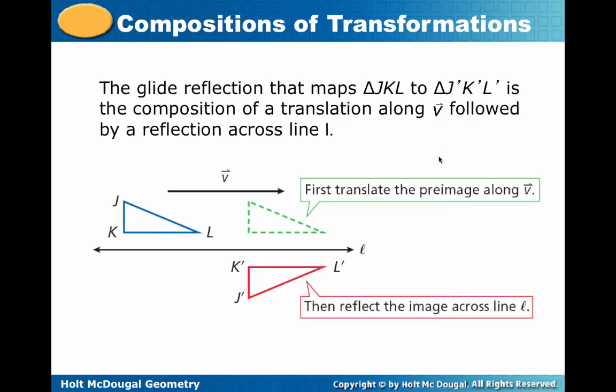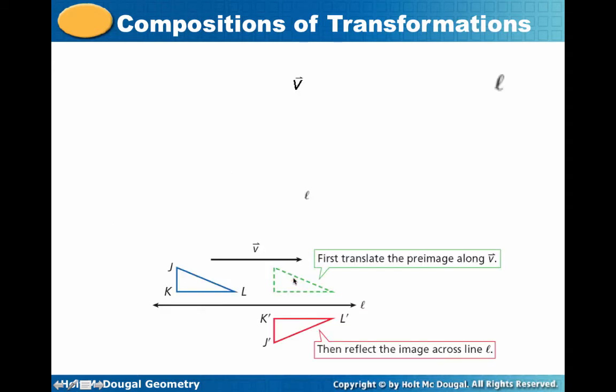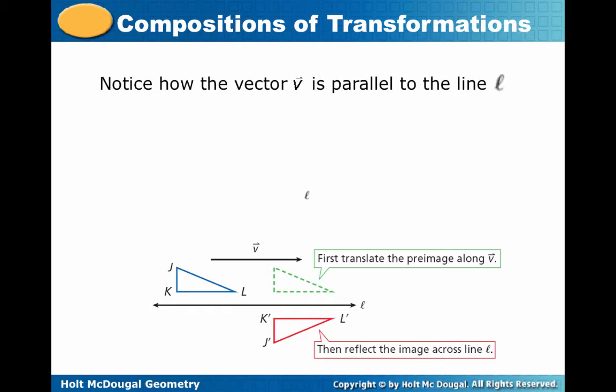A glide reflection that maps triangle JKL to triangle J prime K prime L prime is the composition of a translation along the vector v followed by a reflection across line l. So you can see the translation and the reflection, and you guys know how to do that. Now, notice how the vector v is parallel to the line l.